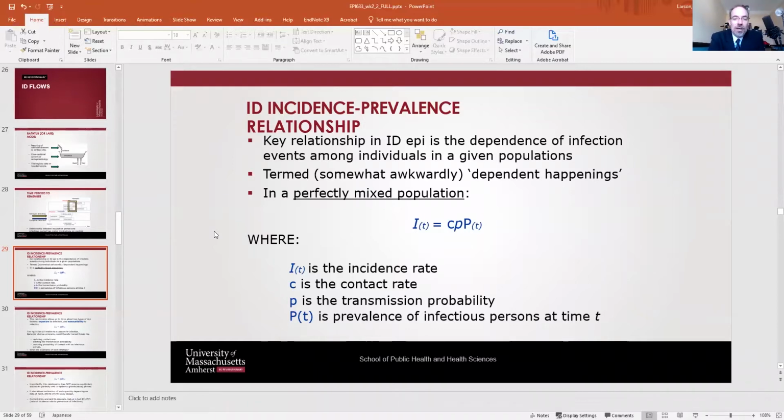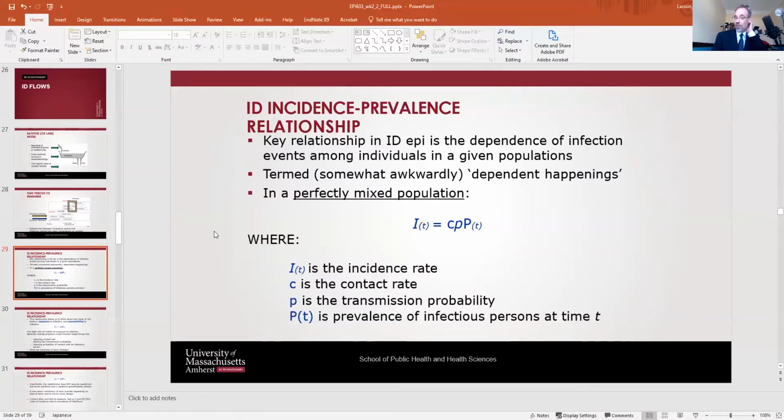Generally speaking, in a perfectly mixed population, incidence at time t equals the contact rate times the probability of transmission, and the probability at time t is the prevalence of infectious persons at time t. We're going to see this when we move to infectious disease modeling later, when we break out the SIR model into its different components. This is one of the components we'd be looking at.